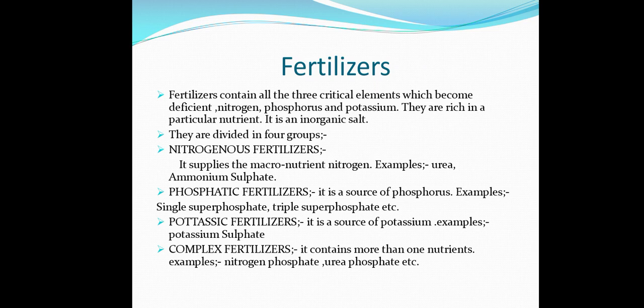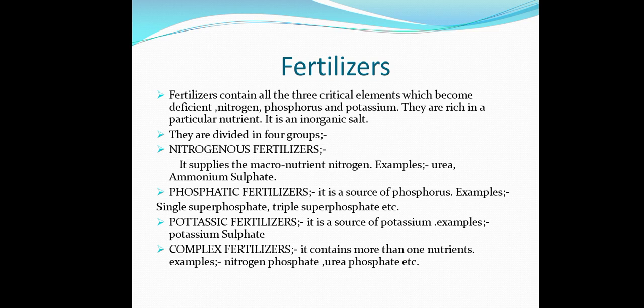And next, fertilizer. Fertilizers contain the three critical elements in which soil becomes deficient: nitrogen, phosphorus and potassium. They are rich in a particular nutrient and are inorganic salts. They are divided into four groups: nitrogenous fertilizers, phosphatic fertilizers, potassic fertilizers, and complex fertilizers.